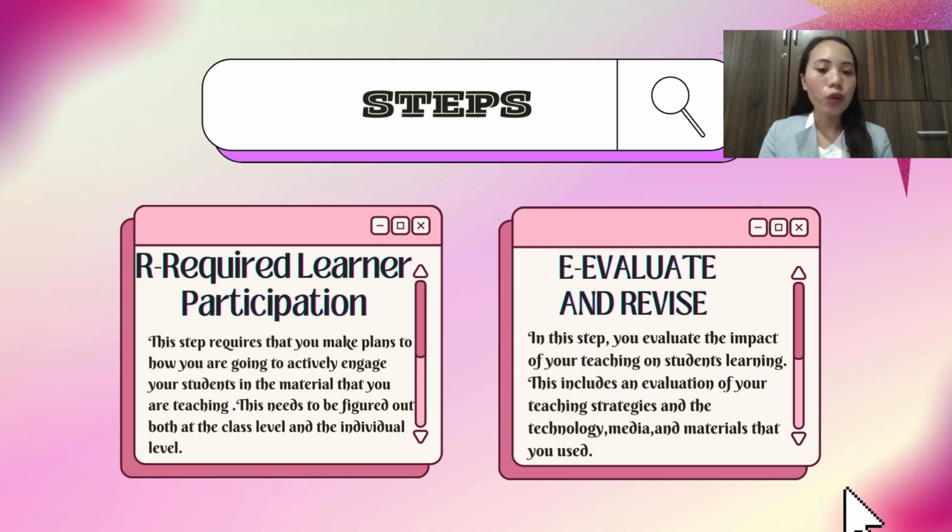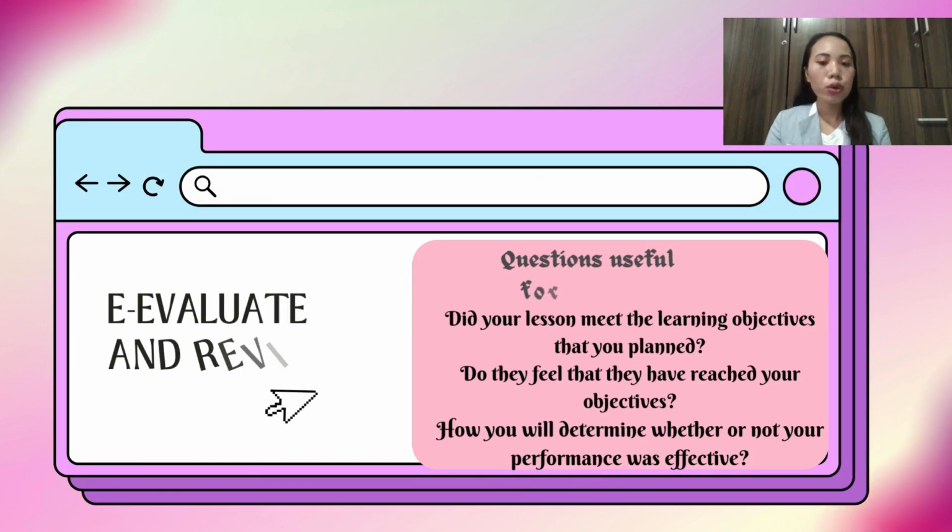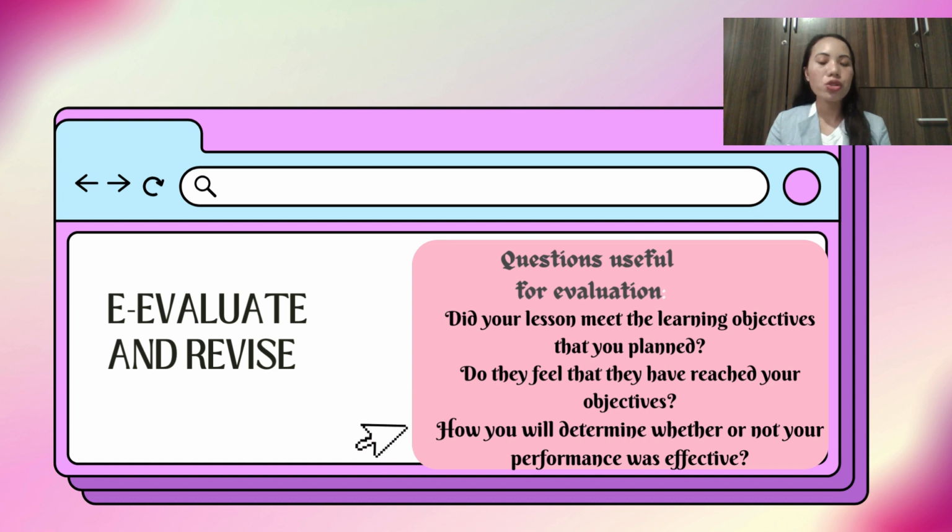And of course, let's have letter E, evaluate and revise. In this step, you evaluate the impact of your teaching on students' learning. This includes an evaluation of your teaching strategies and the technology, media, and materials that you use. There are questions that are useful to us during this evaluation.